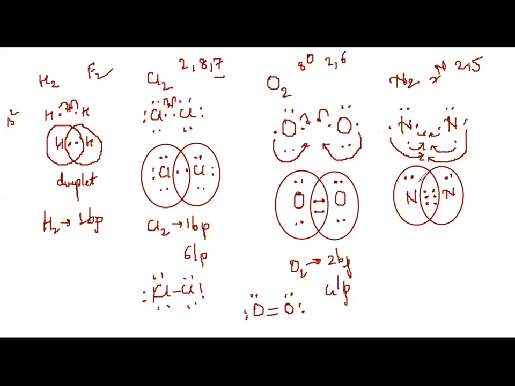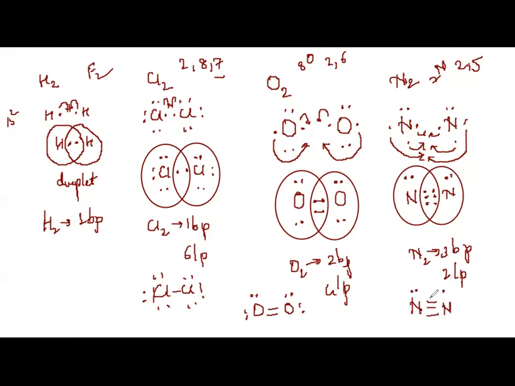2, 4, 6, 8. Yes. So the nitrogen molecule, how many bond pairs does it have? 1, 2, 3. It has 3 bond pairs and 2 lone pairs, 1 on each nitrogen. And therefore, I can represent the nitrogen molecule like this.